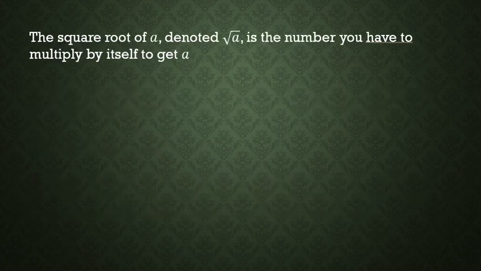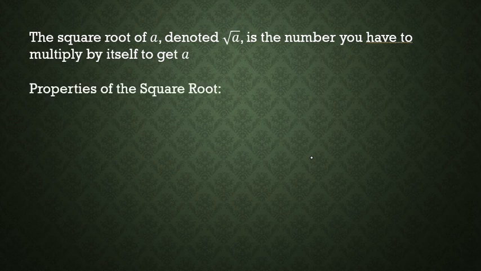So we're going to talk about the square root of a number. The square root of a, denoted by this odd-shaped thing here, looks like a V and then a horizontal line after it, and underneath that is a. This is, by definition, the number you have to multiply by itself to get a. Here are some properties of how square roots interact with the various operations that we have.